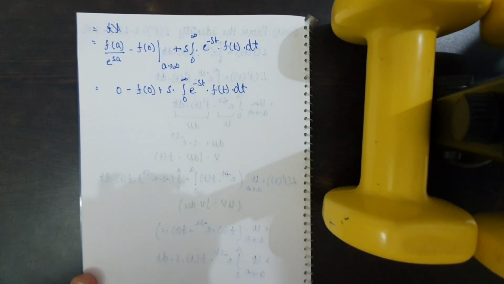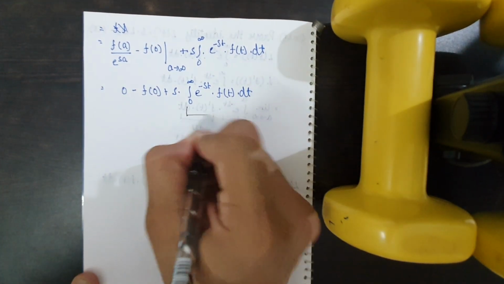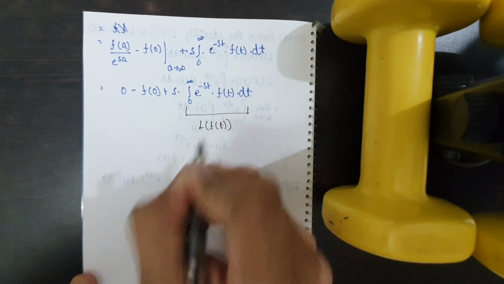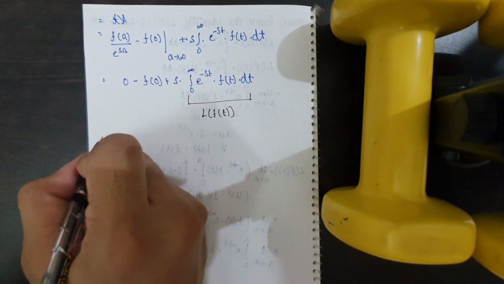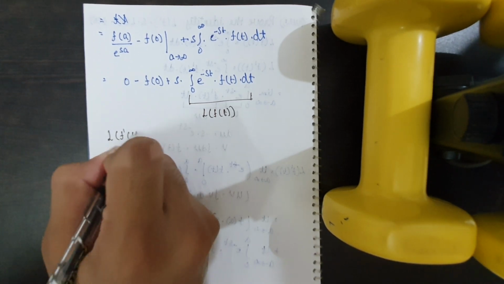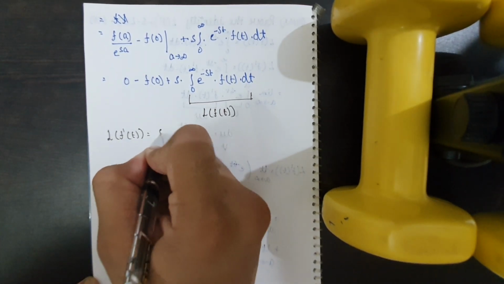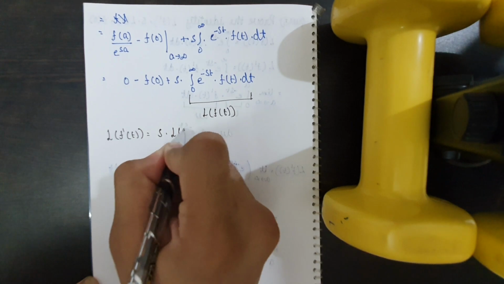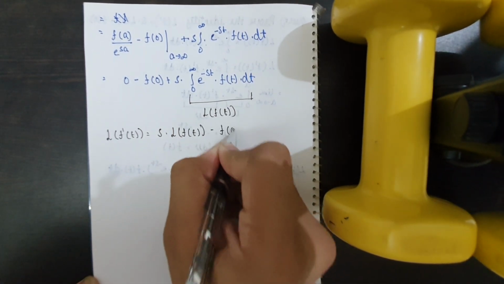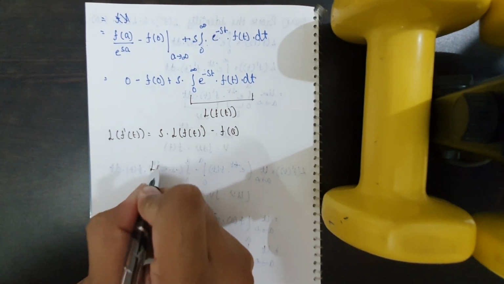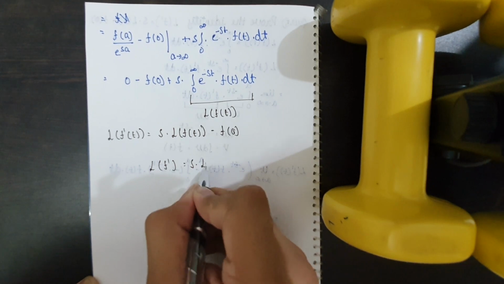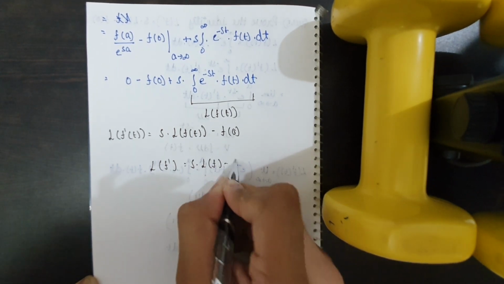Now this is again the direct formula for the Laplace transform of f of t. So we get the Laplace transform of f dash of t equals s times L of f of t minus f of 0. Therefore, L of f dash equals s times Laplace of f minus f of 0.